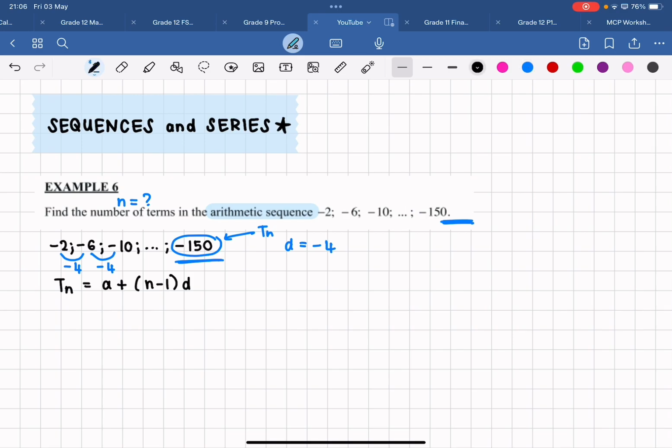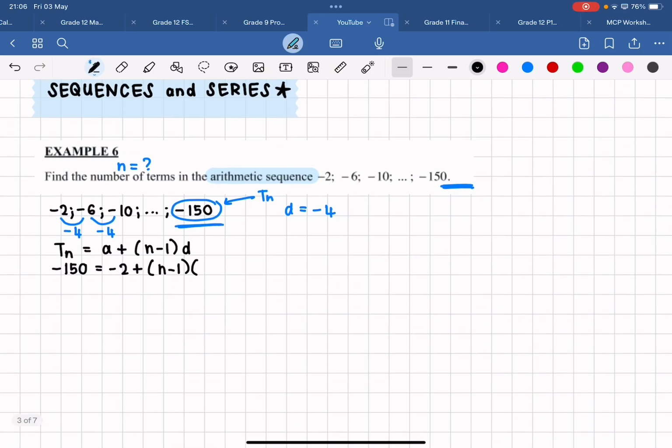All right, so let's go. We are going to say that Tn is -150. That is equal to a, which is the first term, so -2, plus n minus 1, I'm leaving the n in my equation since that is what I'm solving for, times d, which is -4. Now I have discussed this in another video, but just in case you didn't see it, guys, it is very important that when your d value is negative, you have to put that in brackets, because you are multiplying the whole bracket by -4. If you don't put those brackets there, then you are actually saying that you are subtracting 4. But that is incorrect. You are multiplying the brackets by -4.